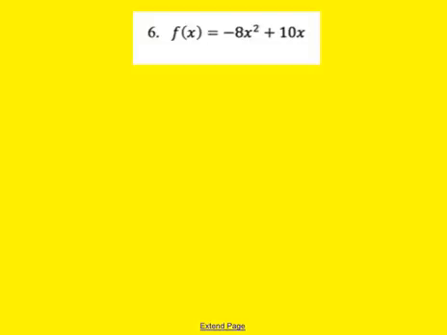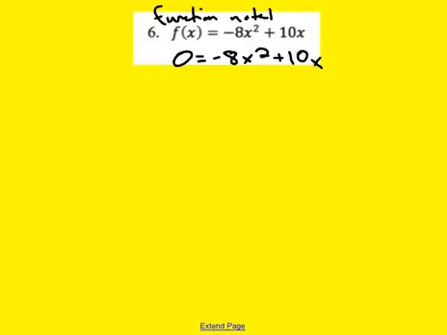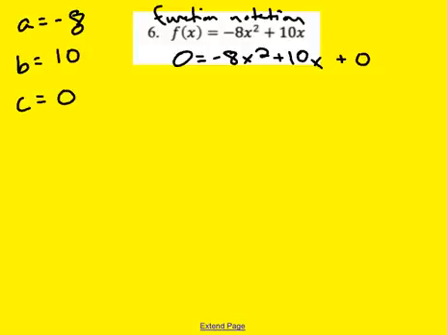Next, 6. Our function notation's back. That's alright. We're just going to write it as 0 equals negative 8x squared plus 10x. This is function notation. Alright, if you need to know that vocab word, that's perfect. 9 times out of 10, it's 0, or it is always 0. One thing I would do here is write plus 0 on the end, because now you know A is equal to negative 8, B is equal to 10, and C is equal to 0.